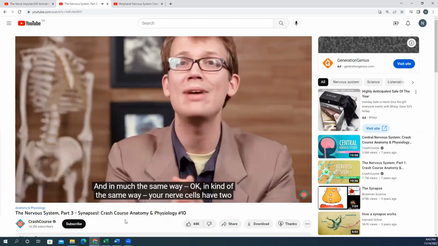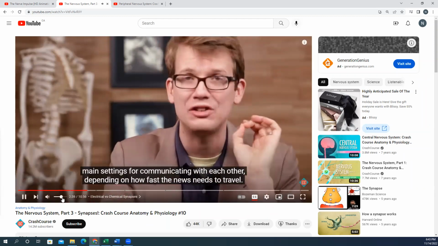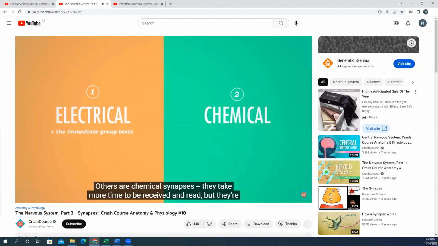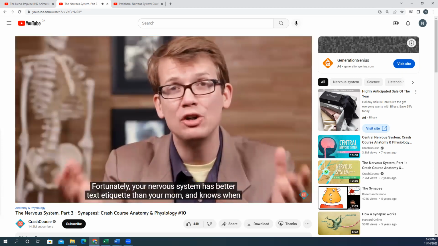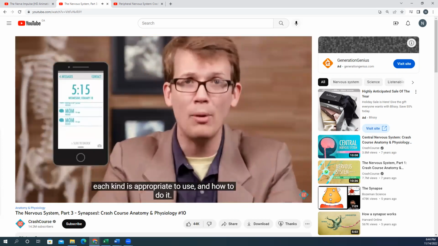Nerve cells have two main settings for communicating with each other, depending on how fast the news needs to travel. Some of your synapses are electrical. That would be like an immediate group text. Others are chemical synapses. They take more time to be received and read, but they're used more often and are much easier to control, sending signals to only certain recipients.